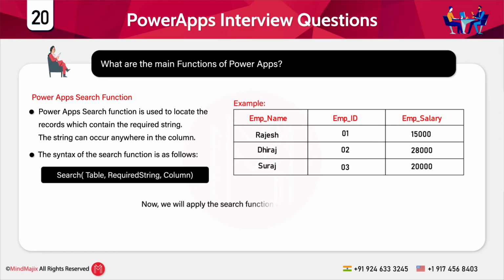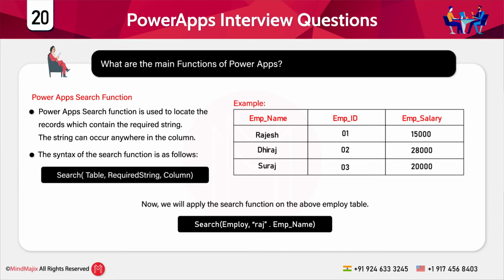Now in this table we will apply the Search function. What we have to search here is the string Raj in this column, which is employee name. So how do we do that? First we write Search, and in round brackets, we mention the employee table, like the table name, the required string Raj in this case, and the employee name column.